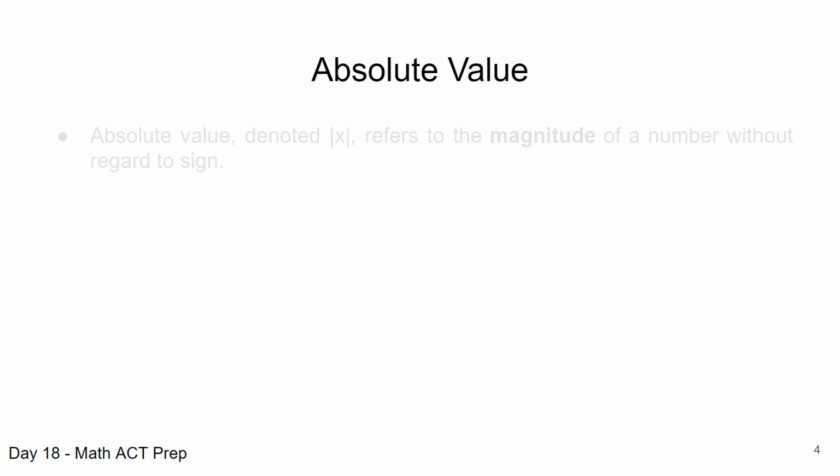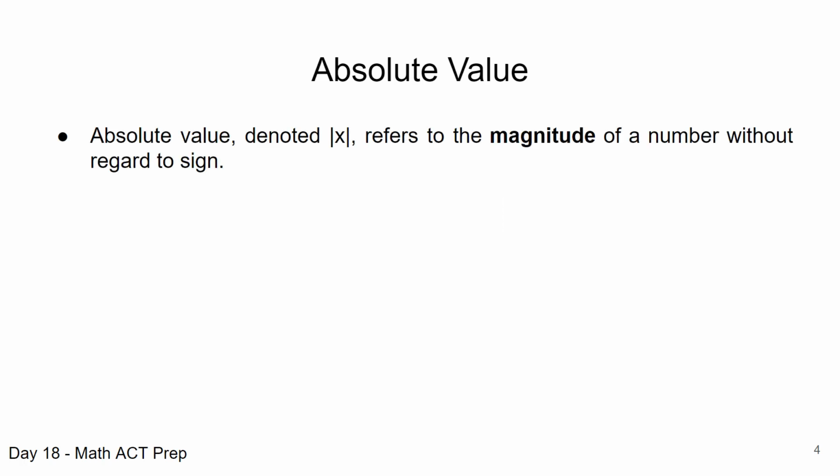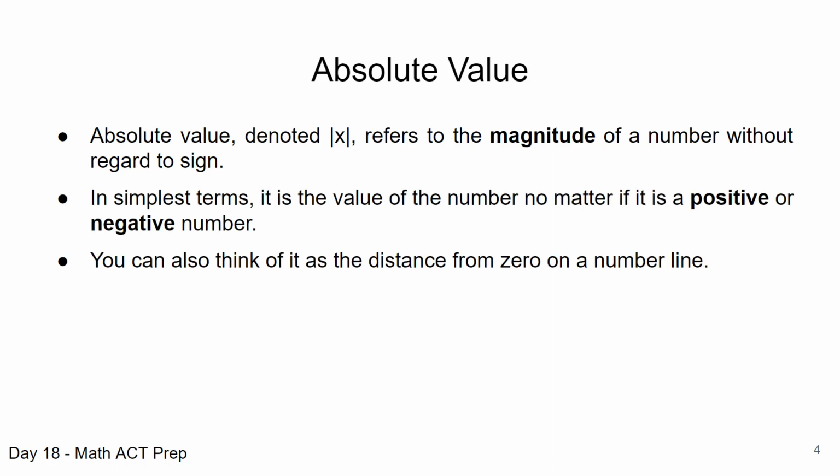So we begin with absolute value. Usually you'll see absolute value denoted by the value, either constants or variables, inside these two bars. And absolute value refers to the magnitude of the number. When we're talking about magnitude, we're just talking about the size of the number itself. We're not concerned with the sign of the number, the positive or the negative value. It's just the size of the number. So you can also think of absolute value as just the distance from zero on a number line.